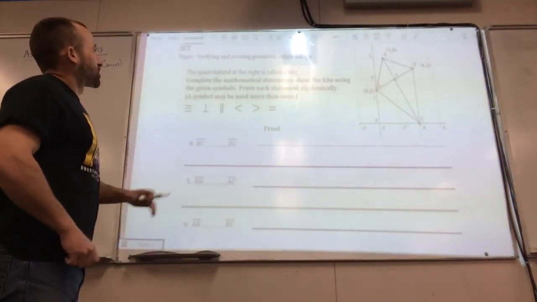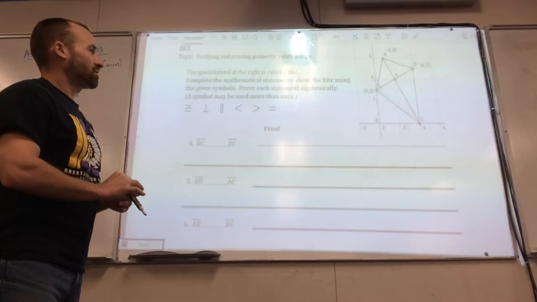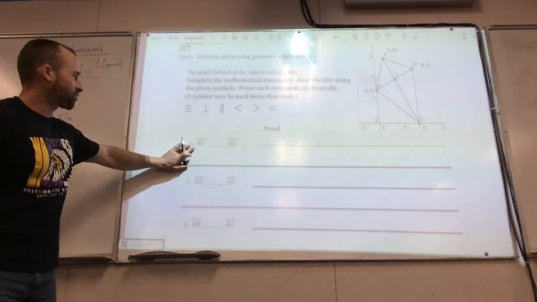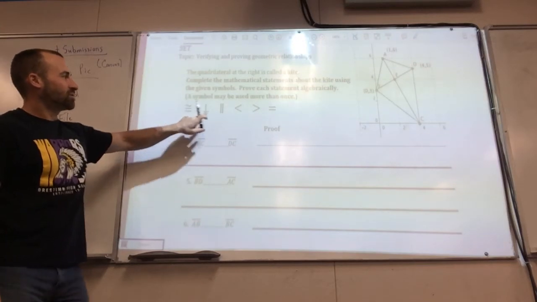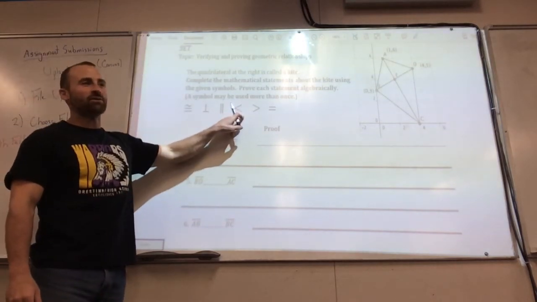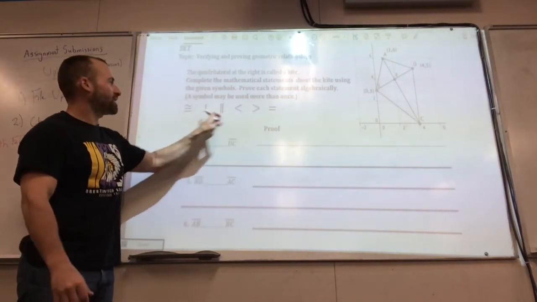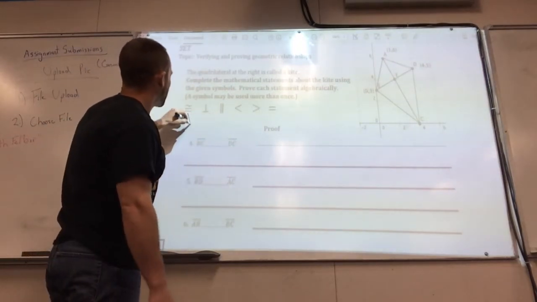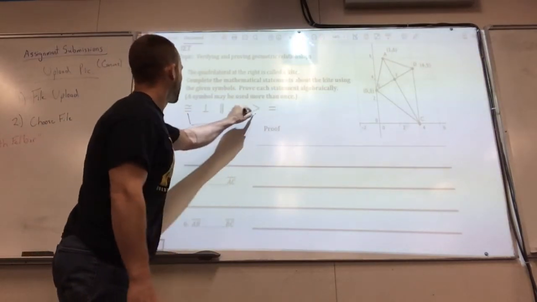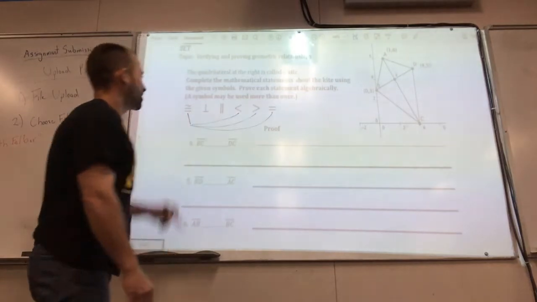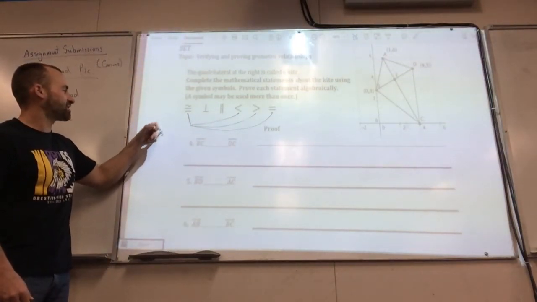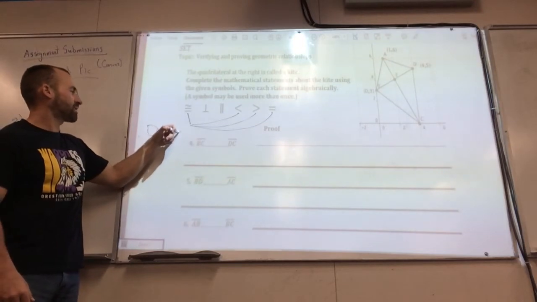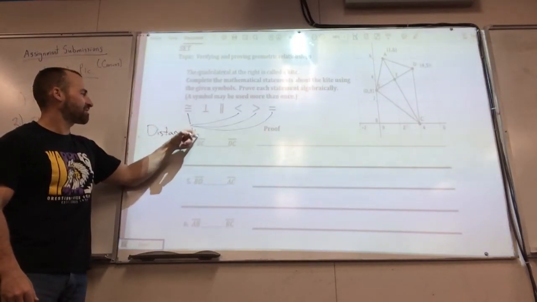Okay, so we're trying to prove things. We're either trying to prove that things are congruent, less than or greater than, or equal. All of these things right here, this, that, and that, have to do with distance, or if you want to think about it as length.